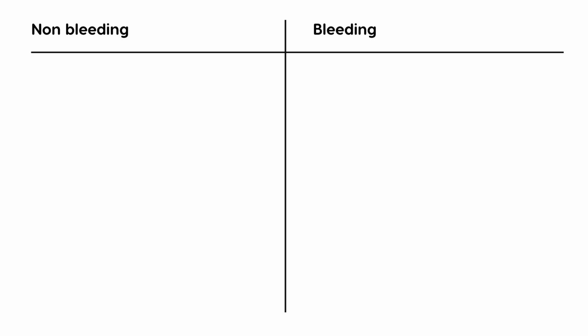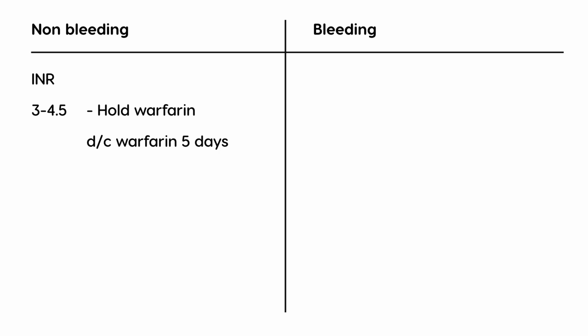Let's talk about the non-bleeding category first. The first is a patient who is not bleeding, but their INR is tested and it's between 3 and 4.5. This scenario is the most common finding. All you really need to do is just hold their warfarin. In other words, stop it. And normally you discontinue the warfarin for a few days, 5 days, for example, is usually adequate. So that's the first scenario.